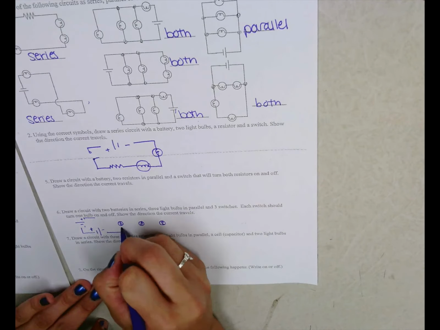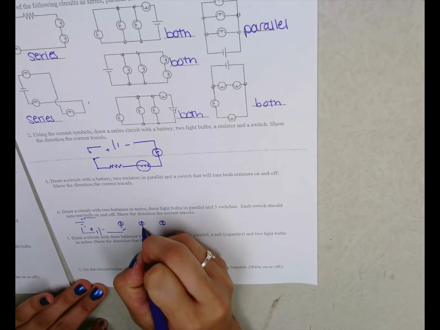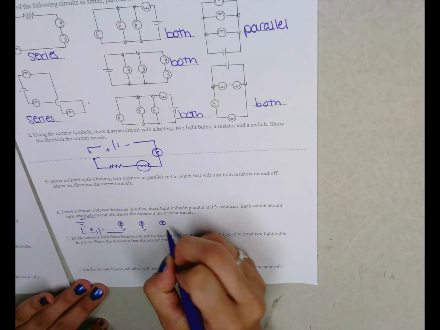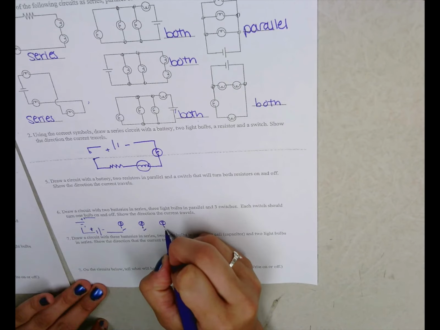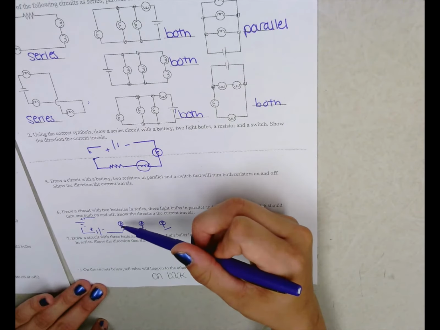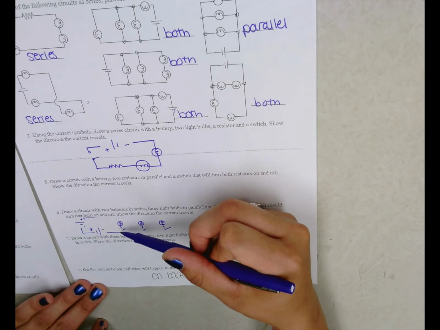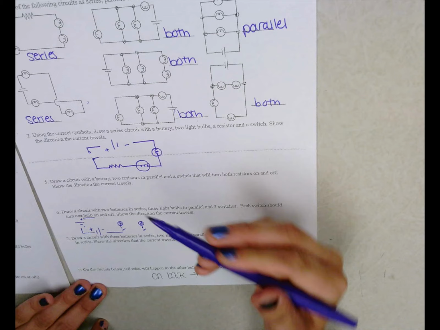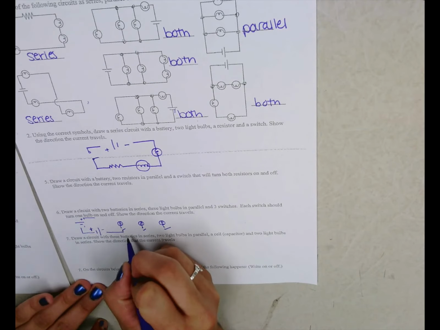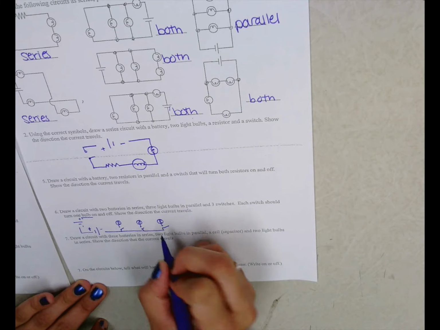So we need to put a switch right here. We need to put a switch right here. And we need to put a switch right here. Now, if we put them after it, it wouldn't affect each and every one of these. So we need to put it before it. So right here, we've got a switch that goes to that light bulb, a switch that goes to that light bulb, and a switch that goes to that light bulb.